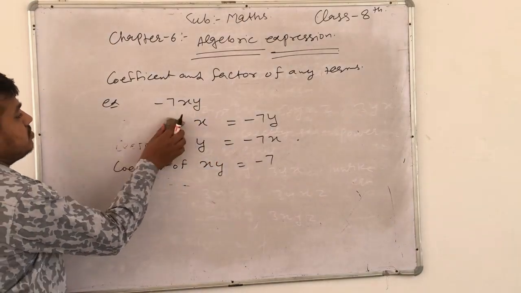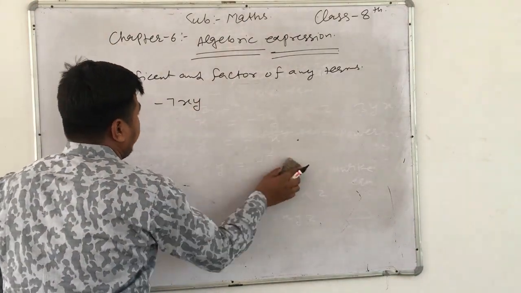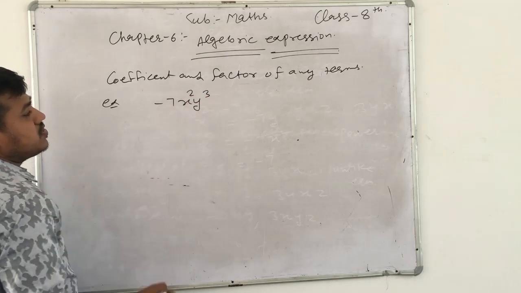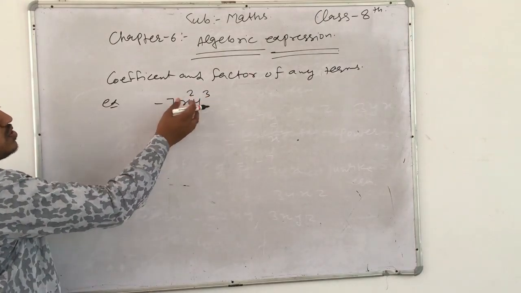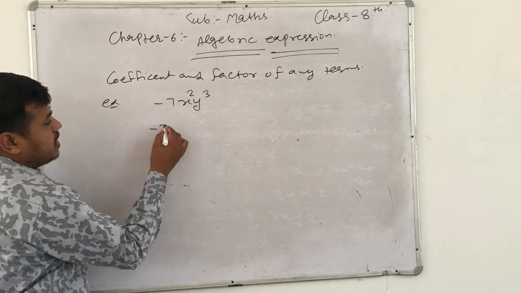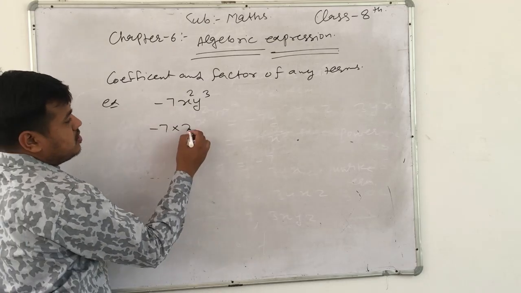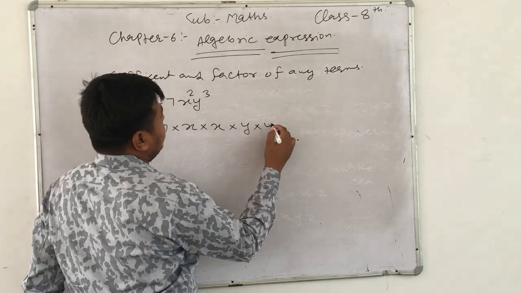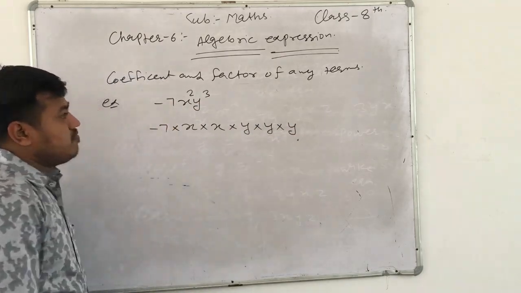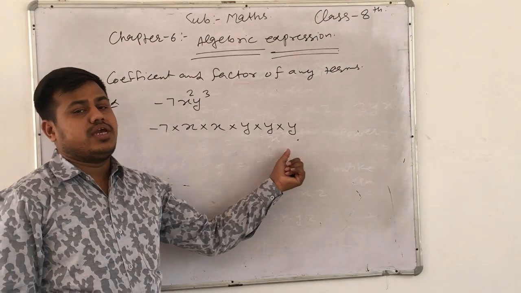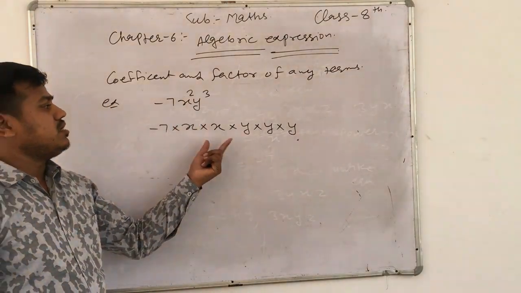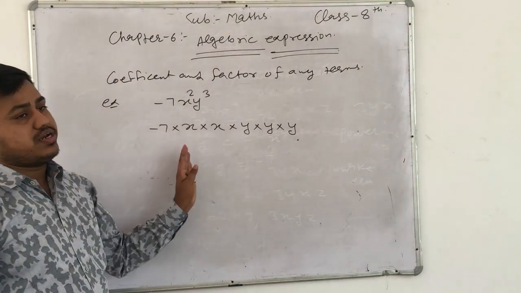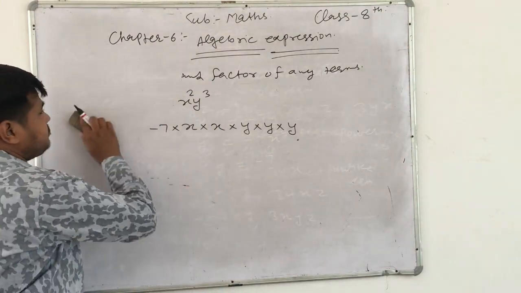Factor of any term, like the factors of minus 7x square y cube. Minus 7x square means x multiplied by x, and y cube means y multiplied by y multiplied by y. Y cube means 3 times y in a multiplication. X square means 2 times x in a multiplication. Here are the coefficient and factor of any term.